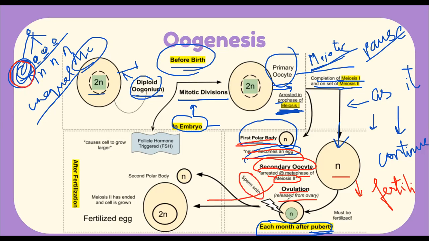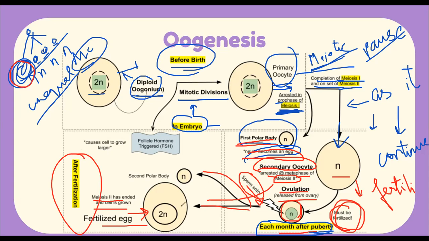So this mature ovum is released every month after puberty. If fertilization takes place, if the sperm enters, then the remaining anaphase and telophase of meiosis 2 will be completed. The division will be completed, the sperm will gain entry, and the diploid condition will be formed. So meiosis 2 has ended and the egg has been fertilized. If there is no fertilization, if there is no sperm, then this egg will destroy itself. It will degenerate. That is what we will see in the menstrual cycle in the next video.